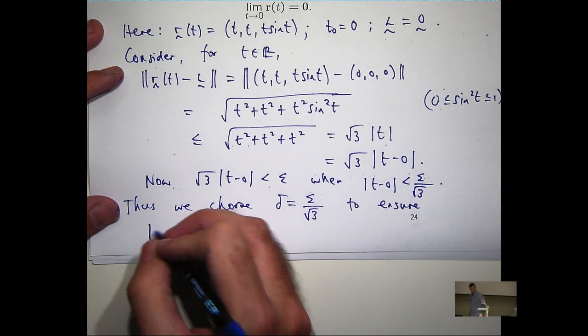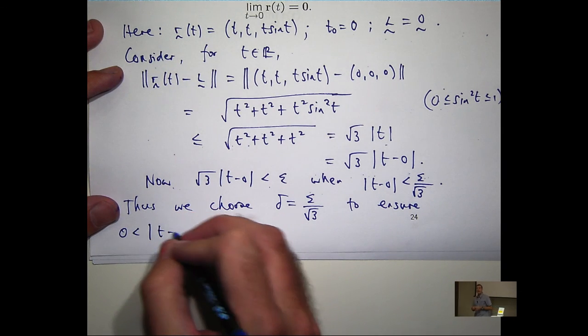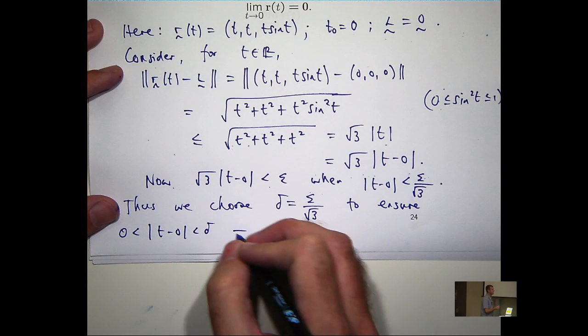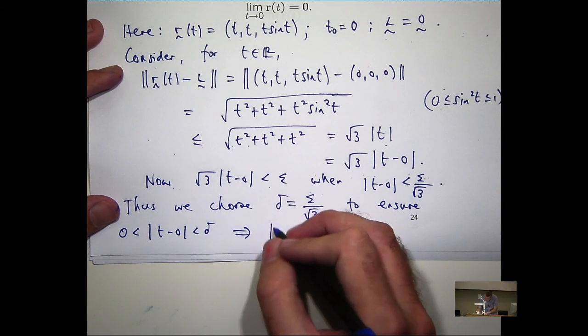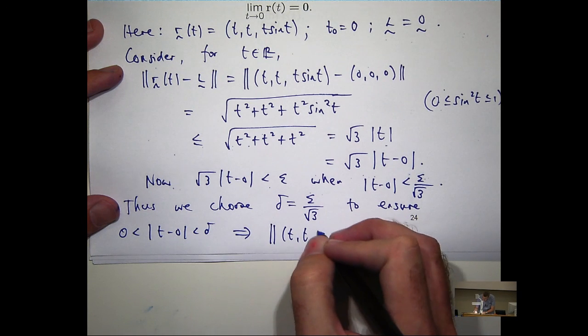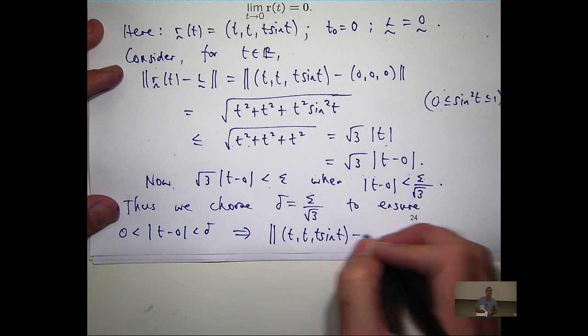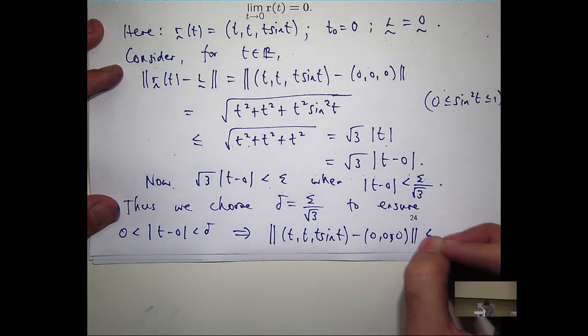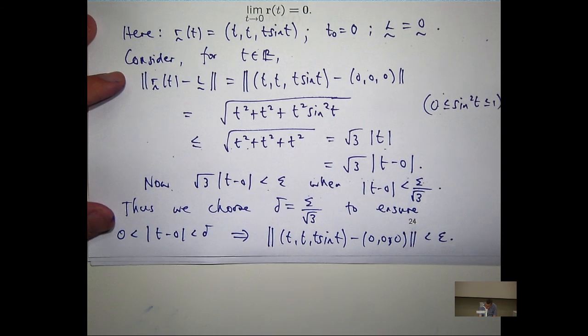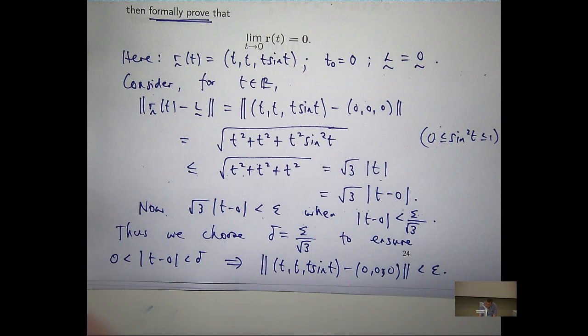What is it? Implies t sine t. Okay, that's a hard problem.